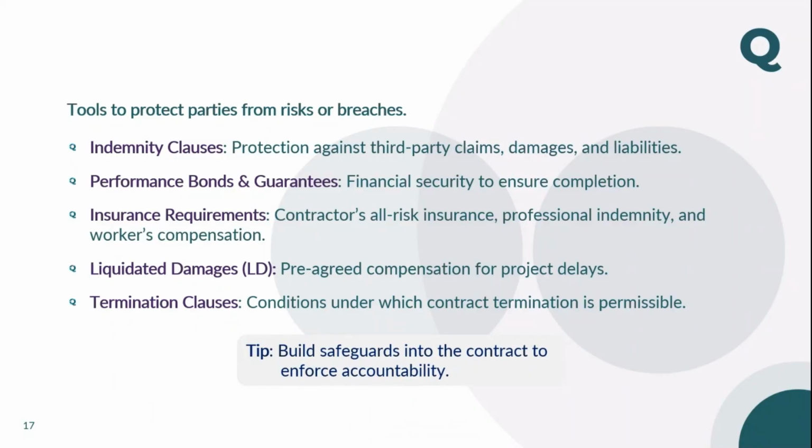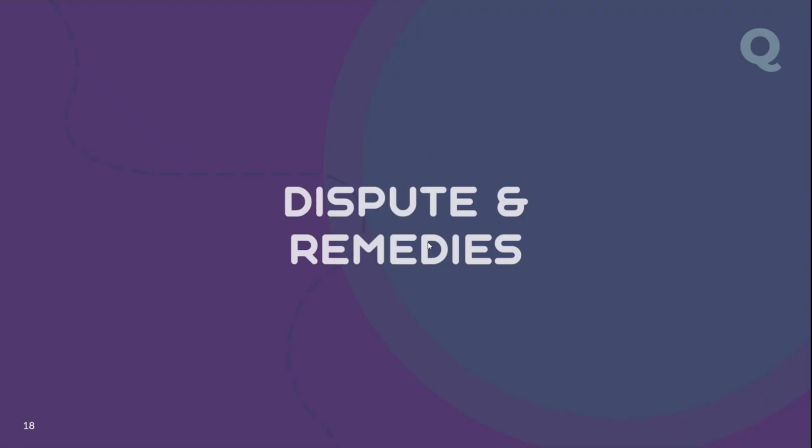So I think I explained the termination clause already. Liquidated damages, yes, we covered already. Okay, guys, let us go to the next slide and see the last few items which we should consider while reviewing the contract, which is dispute and remedies.